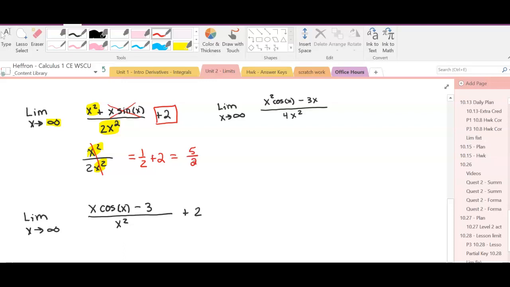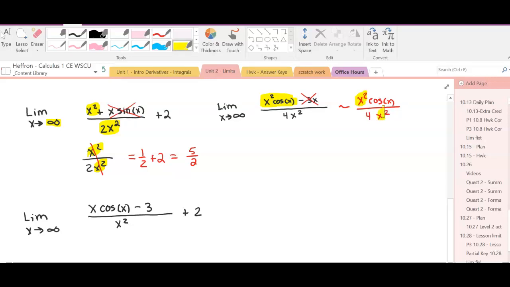So it demonstrates that we're going to do things the way we've always done them, but we can add things and subtract things on. Now let's look at this next one. Again, this is the largest term, so I can discount this. So we're really looking at x squared cosine of x over 4 x squared.